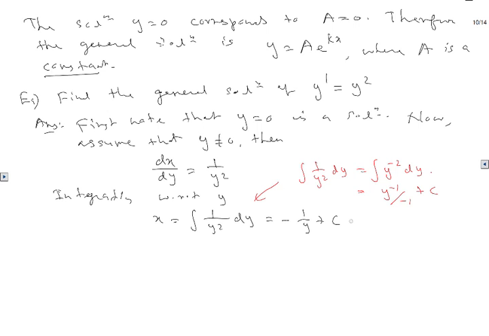So now the question is how to solve this. It's very easy to solve. You can bring the c to the other side. So this one you can write as negative 1 over y equal x minus c. So if you solve for y, you're going to get y equal, just flip it and change the sign. So you get 1 over c minus x. Okay, and c is a constant. Okay, so this is what actually happened.